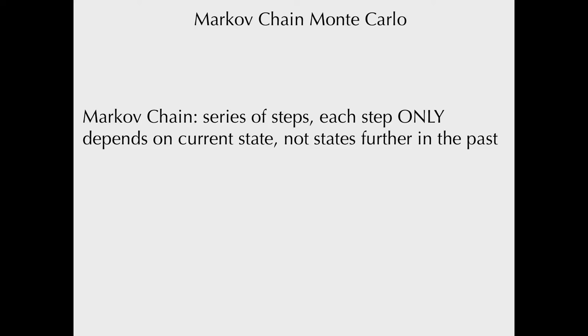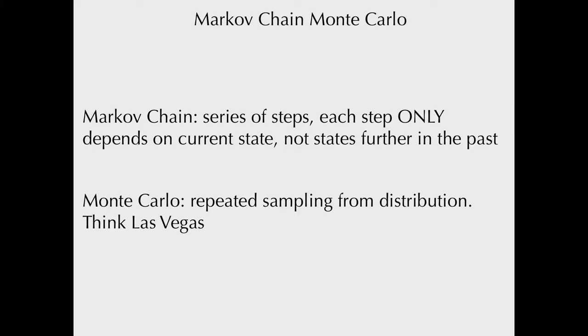Sometimes things aren't Markov. So I paid money for my house. If I sell my house in a year, I don't want to lose money on my house. Right? And so what I paid for it in the past affects how much I sell it for now. That's not Markov. So Markov just means where you go next just depends on where you are right now. That's it. In Monte Carlo, the idea is sampling from a distribution.